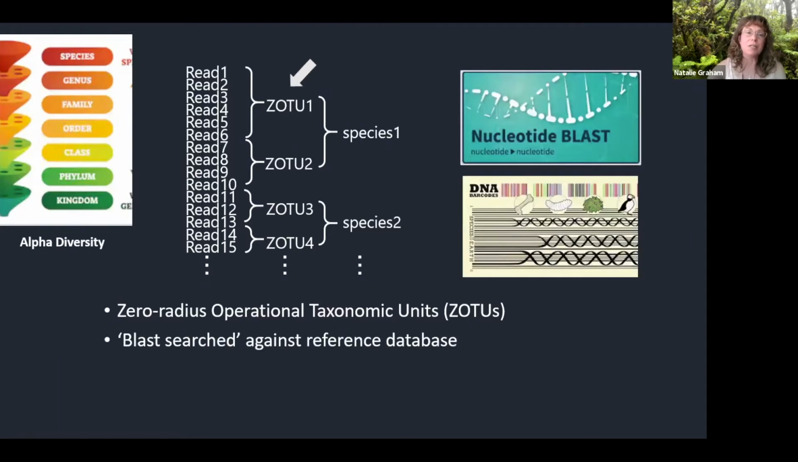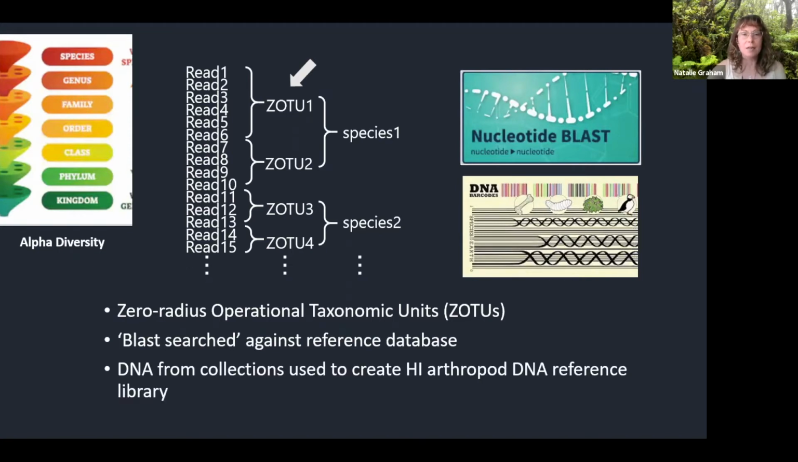And what we then do is we want to identify what those are. So we search them against a reference database. Interestingly, even though the cytochrome oxidase 1 locus is really useful and has a pretty large number of sequences in it, it's not complete, especially for tropical areas and hyperdiverse places like Hawaii. So we actually use DNA from voucher specimens and collections to improve the reference library and make it easier to identify species.